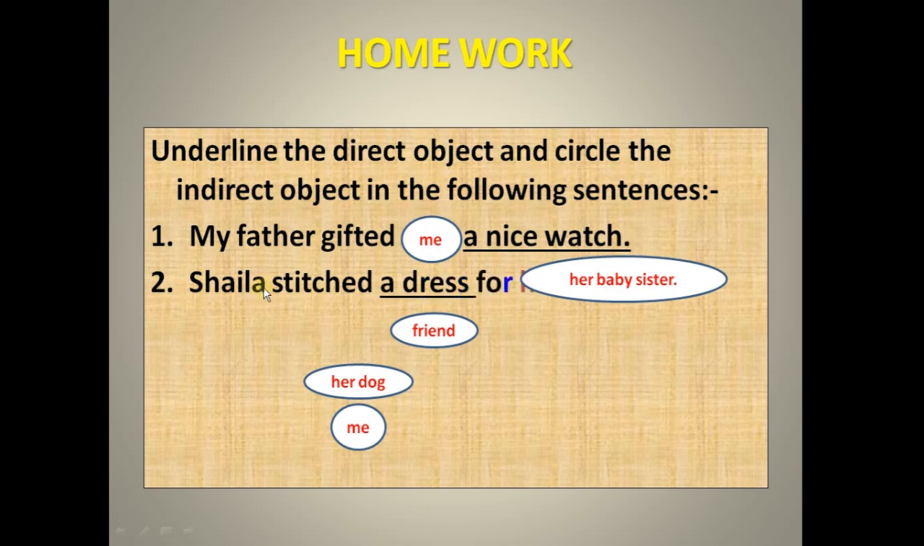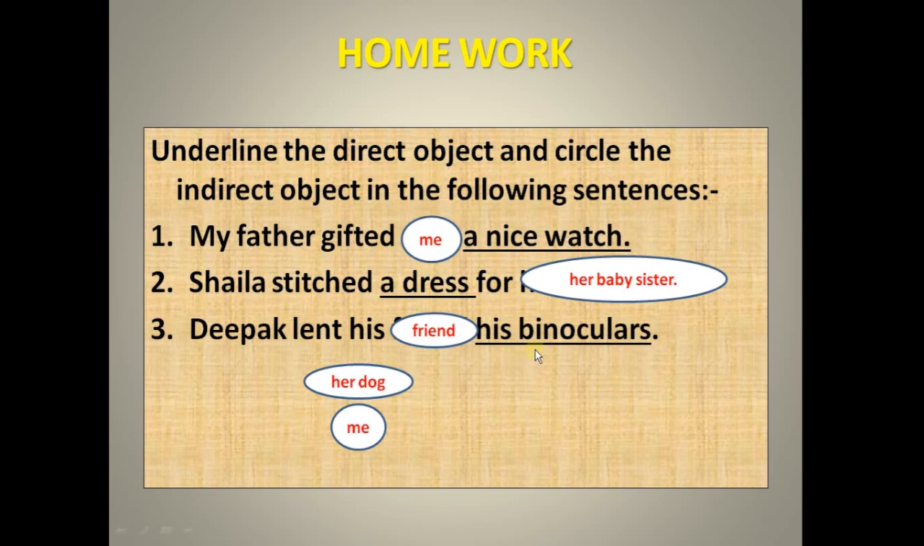Now the next one: Shella stitched a dress for her baby sister. Shella stitched what? We get the answer, that is the direct object. And for whom? Her baby sister, that is the indirect object. Okay. Now the next one: Deepak lent his friend his binoculars. Deepak lent whom? His friend. And what? His binoculars. A non-living thing, binoculars, that's why this is our direct object.